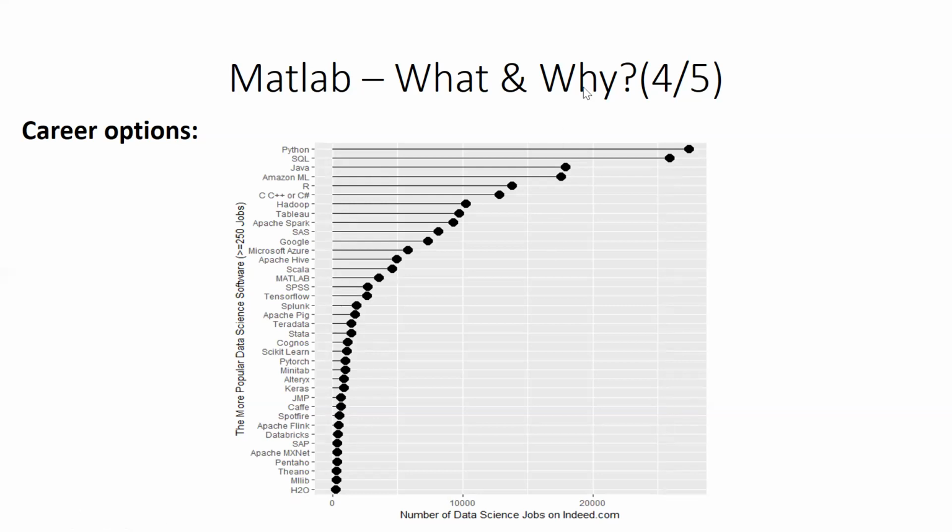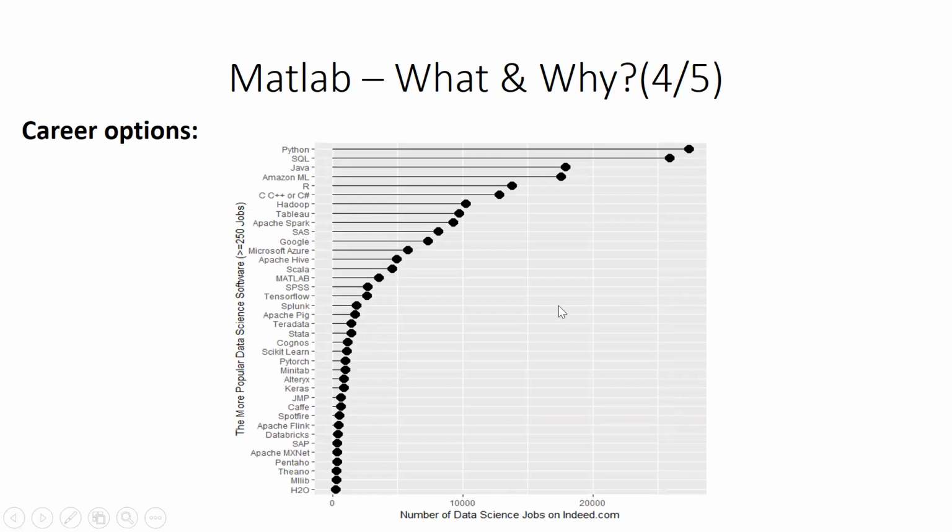Okay, so you can see MATLAB. This plot data is, I think, from 2019, but still it shows the trend. Highest is Python, then SQL, Java, and C, C++, Hadoop, and here it comes MATLAB. This is for data science actually. In data science, the use of MATLAB is less.